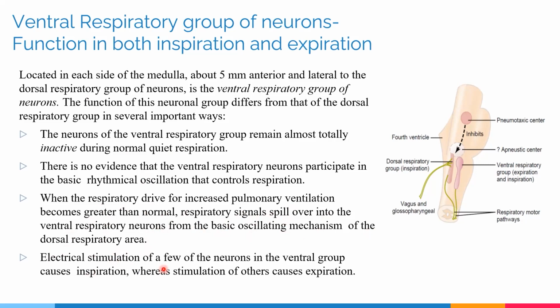Electrical stimulation of a few of the neurons in the ventral group causes inspiration, whereas stimulation of others causes expiration. Thus, we can imagine the ventral group of respiratory neurons as a backup mechanism, which comes into play when there is a need for excess rate or depth of breathing, when the dorsal group of neurons fires so rapidly that the respiratory signals spill over into the ventral side, thus activating the ventral respiratory group of neurons.